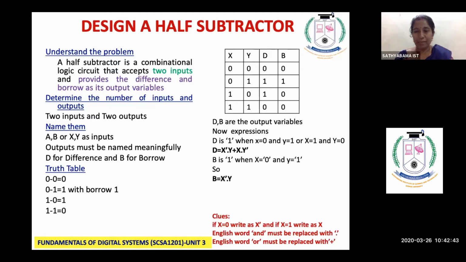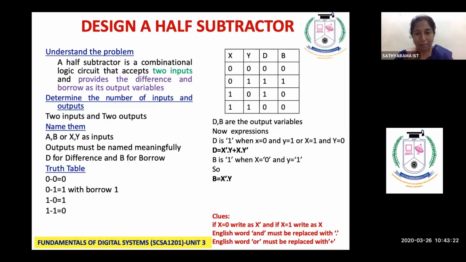The next step is to name them. So again, any English alphabet we can give, combination of alphabets we can give. For inputs, that doesn't matter. But when we are naming an output variable, that should have a meaning. An output variable either in digital logic circuit or in C or C++ always should have a meaning, which means in this particular example, if you see, we want difference and borrow as output variables. So the first letter of difference is D and the first letter of borrow is B. So we are going to consider D and B as our output variables.